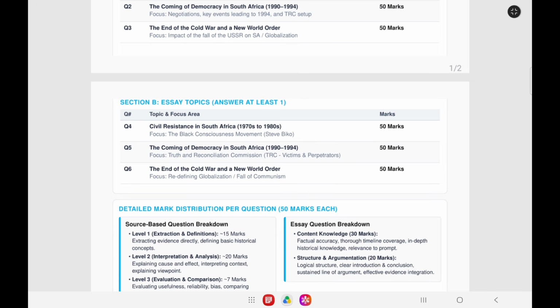Question 5, the coming of democracy in South Africa, 1990 to 1994. It is worth 50 marks, which focuses on the Truth and Reconciliation Commission, TRC. Let's move to question 6, which is the end of the Cold War and the New World Order, worth 50 marks. This focuses on redefining globalization or the fall of communism.